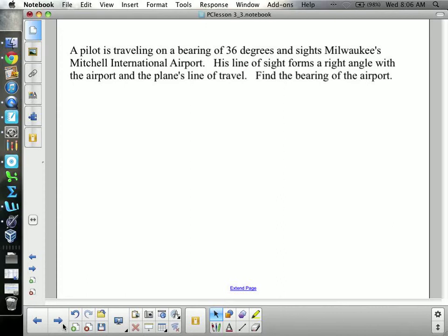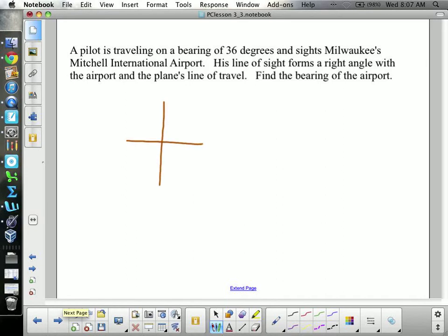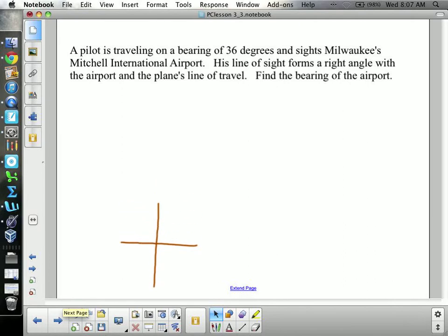Maybe. A pilot is traveling on a bearing of 36 degrees and sights Milwaukee's Mitchell International Airport. His line of sight forms a right angle with the airport and the plane's line of travel. Find the bearing of the airport. Very typical problem. All right. So, basically, we have a situation like this. I start out with just a little north, south, east, west crosshair usually. Actually, I'm going to move that down here.